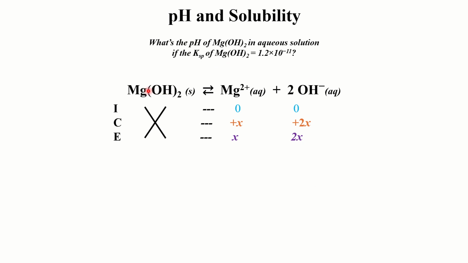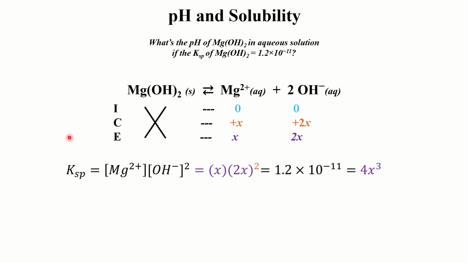So you can write out your dissociation reaction. Mg(OH)2 dissociates reversibly to form Mg2+ and 2OH-. Ignore the solid. Initial concentrations are 0 for both of the products. Our change values should be plus x for magnesium and plus 2x for OH-, giving equilibrium values of x and 2x respectively. Then you can set up your Ksp expression.